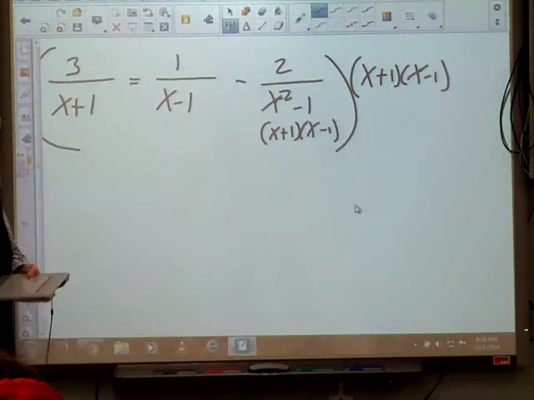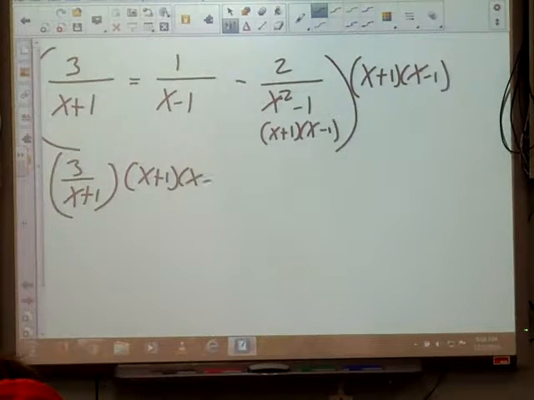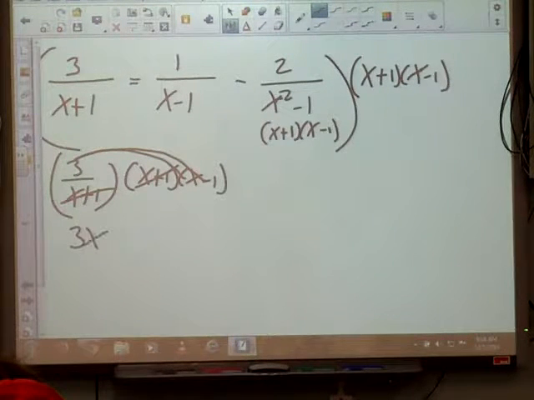I can write it out. If I had 3 over x plus 1, the first piece there, and I multiply that by x plus 1, x minus 1. So there you're multiplying by x minus 1, right? That's exactly what he said. So that gets you 3x minus 3 in this first piece. Okay? Good. They multiply the numerator.